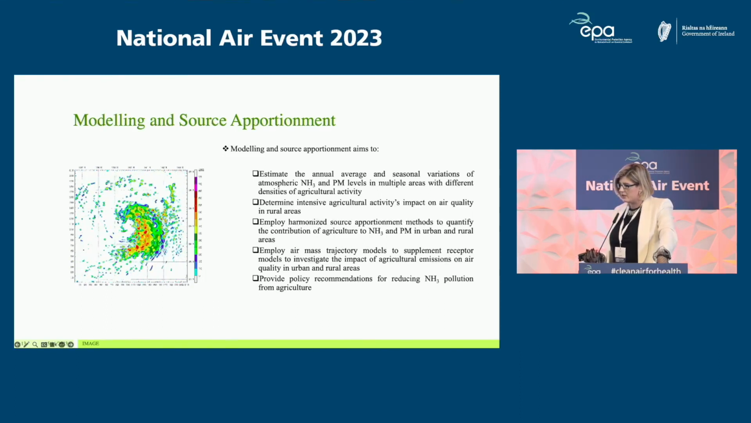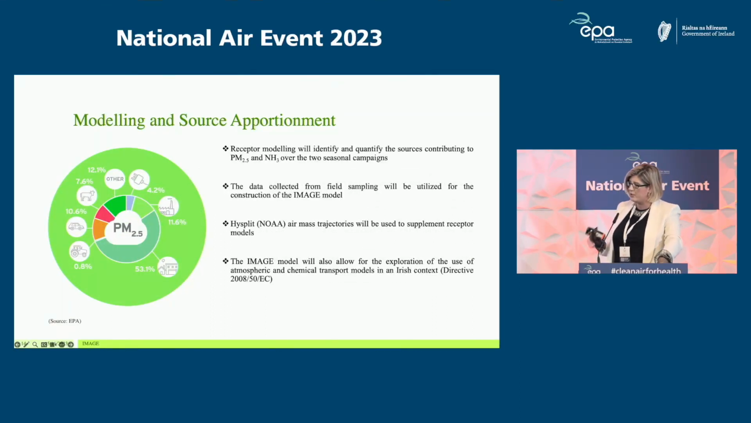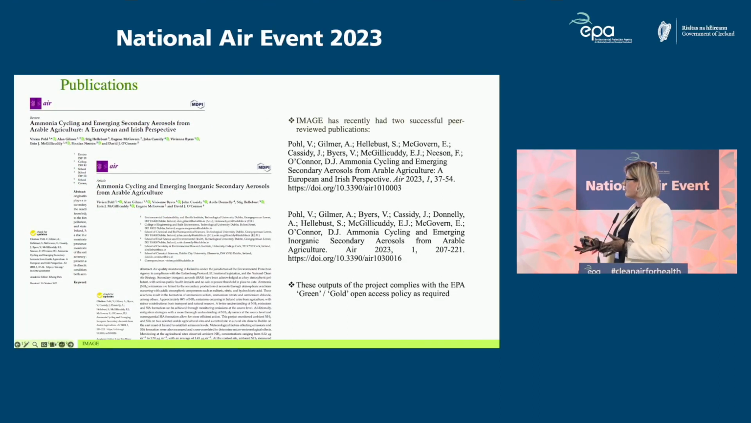And then just real quickly to conclude, so the source apportionment model, we're looking to estimate annual average and seasonal variation of atmospheric ammonia and PM levels in multiple areas with different densities of activity. And then the receptor modeling will identify and quantify sources contributing to both PM2.5 and ammonia. We're looking to use different meteorological models to supplement our dispersion models. And basically, hopefully, our main aim is to use these models in an Irish context for policy and regulation development in the end. Like, that's always the ultimate end goal, isn't it? So hopefully the model will be built with that goal in mind, and hopefully it will be used in the future.